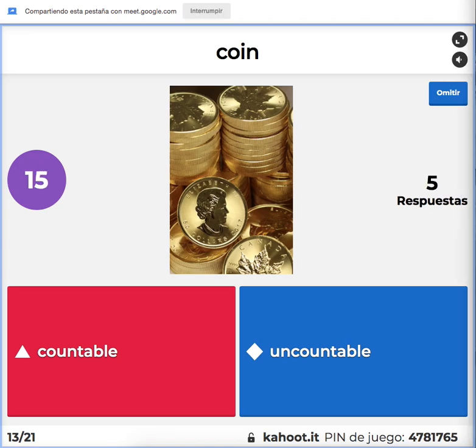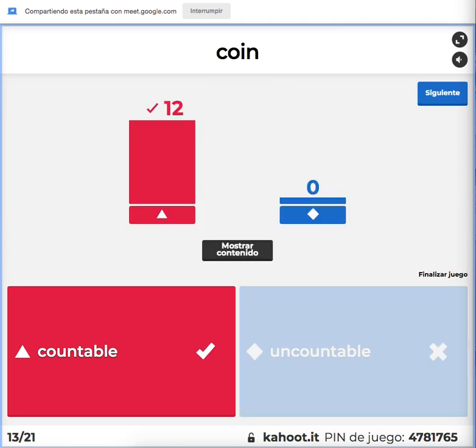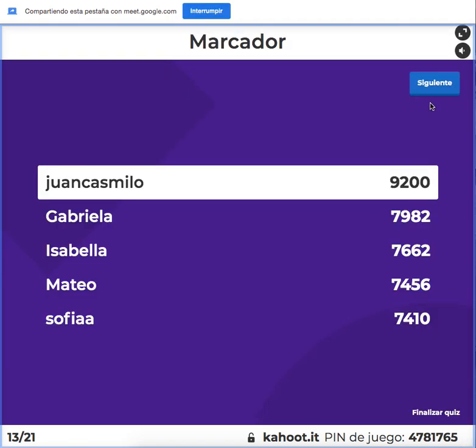So here you have the thing that we were talking about. Coin, countable or uncountable? Very good, guys. There you have it. You can count coin. Actually, the plural form is coins. Let's continue. Next one.